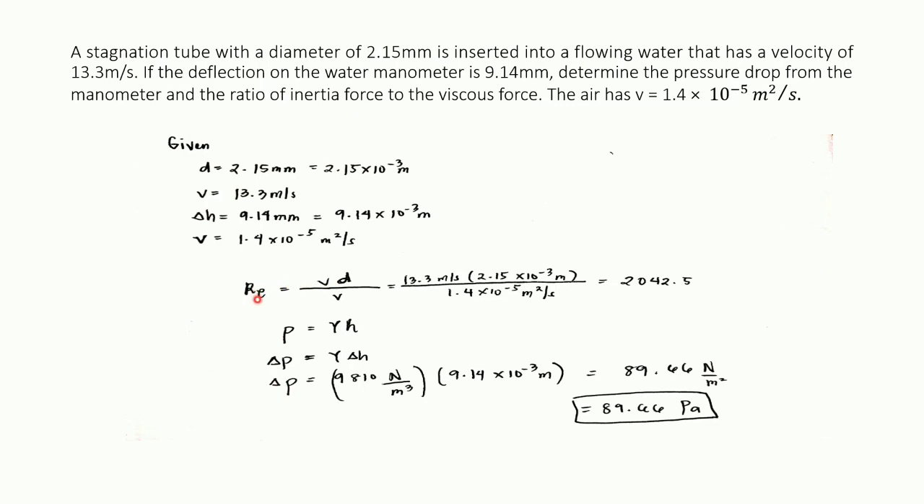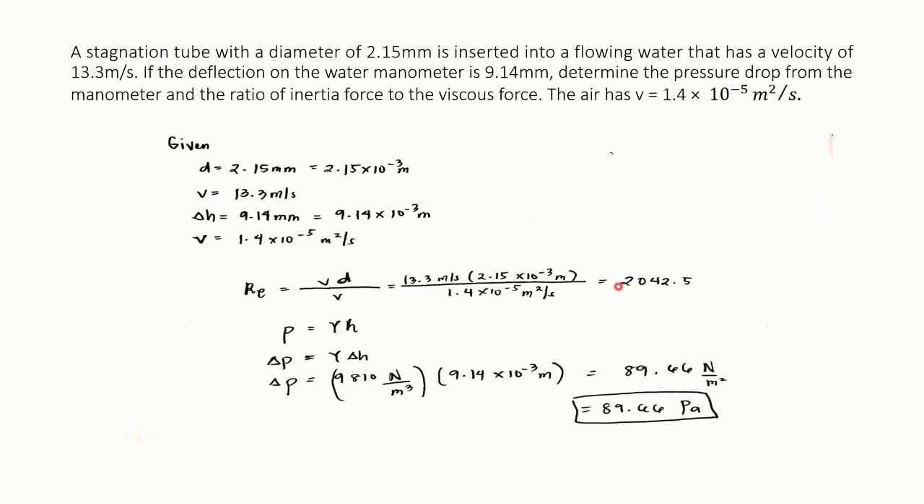Solving for Reynolds number is equal to the velocity times the diameter of the tube all over the kinematic viscosity. So plugging in the values, since we already have all the values, the velocity 13.3 meter per second times the diameter of the stagnation tube, 2.15 times 10 raised to the power of -3 meter, all over the kinematic viscosity of the air, which is denoted as mu, so 1.4 times 10 raised to the power of -5 square meter per second.